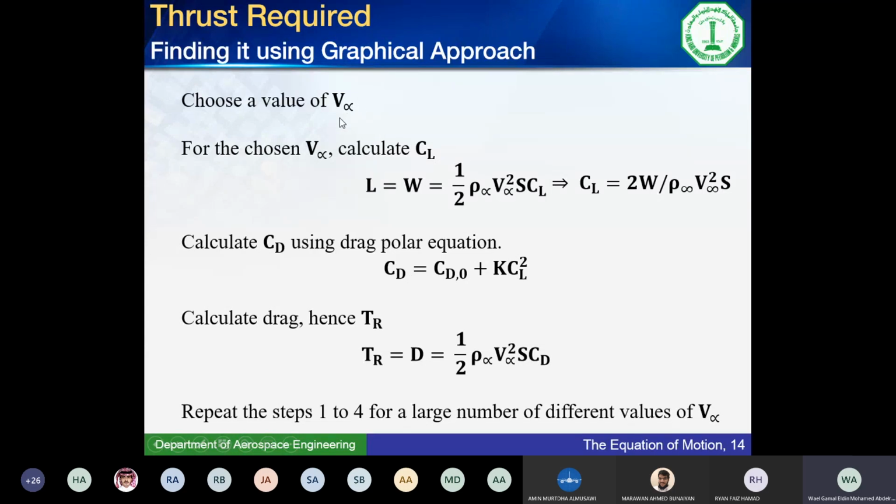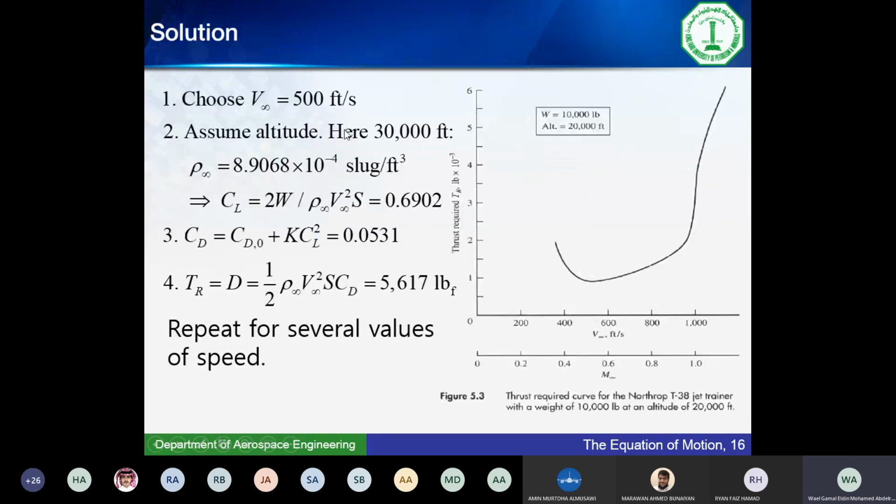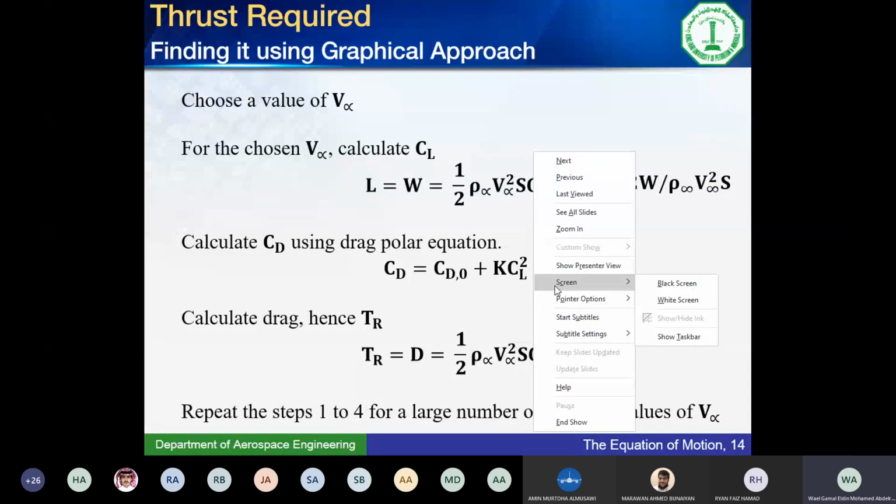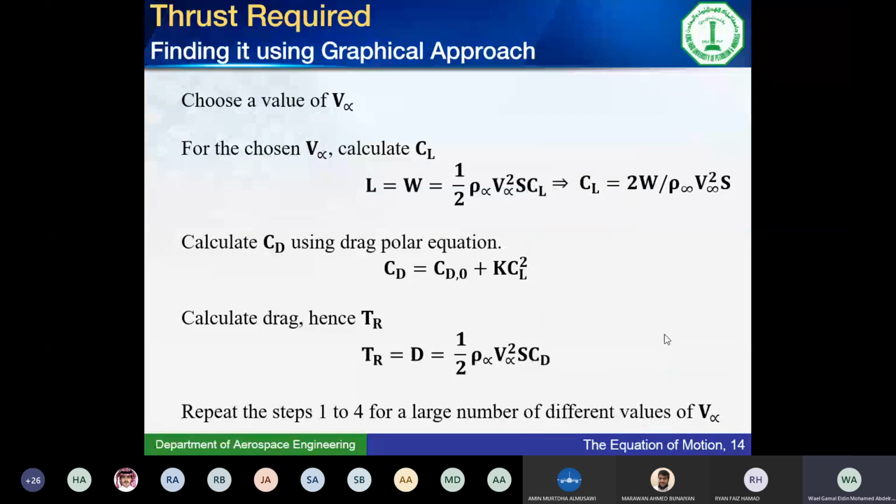If I do this for a certain speed, I can do it for any speed. Actually, I can do it for a whole range of speeds that can be used to give me a curve showing me the required thrust versus the speed. So I try several speed values, I do the same procedure, and I will get a curve showing me the thrust versus speed. Now, before we look at an example here, first I'd like to see if you have any questions. If not, I have a couple of questions.